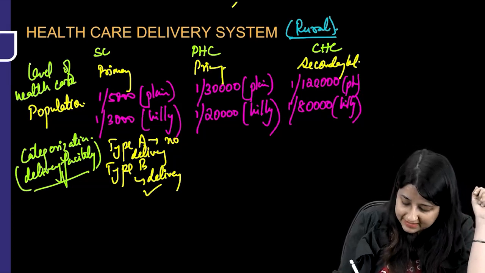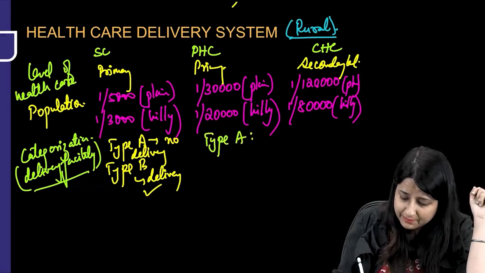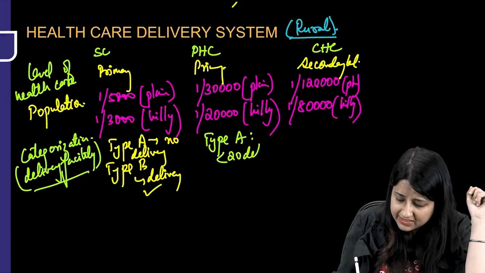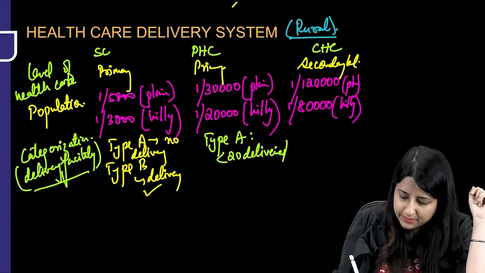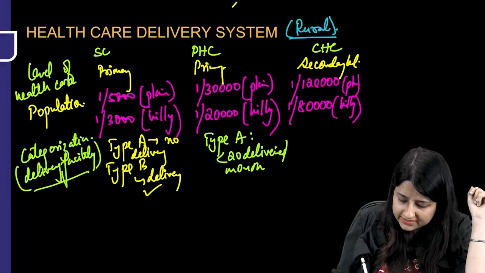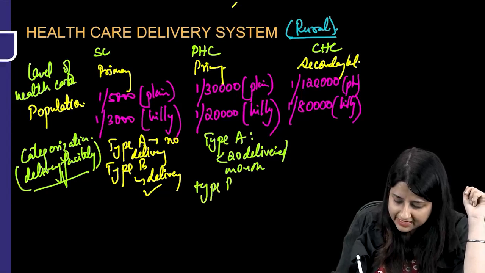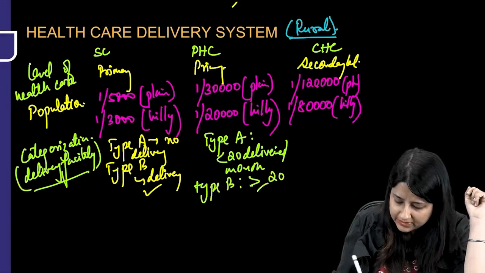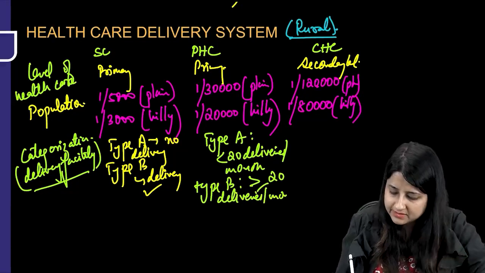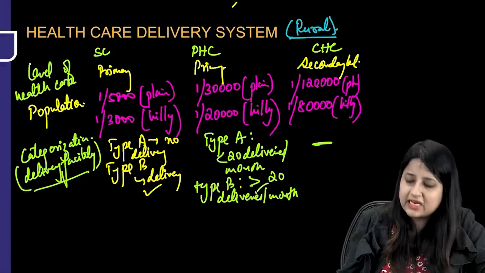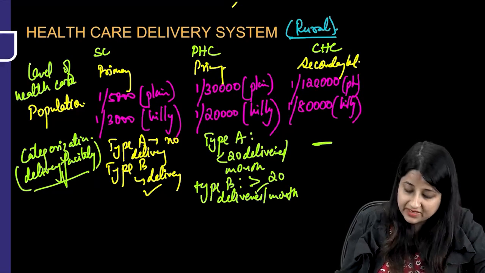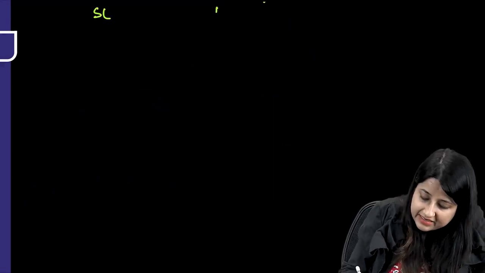Okay. PHC, again, this is important. Type A. So what is type A PHC? Less than 20 deliveries per month. And what is type B PHC, everybody? Type B PHC is more than or equal to 20 deliveries per month. In CHC, no such categorization is there. Okay, this is very, very important. Let's study further.